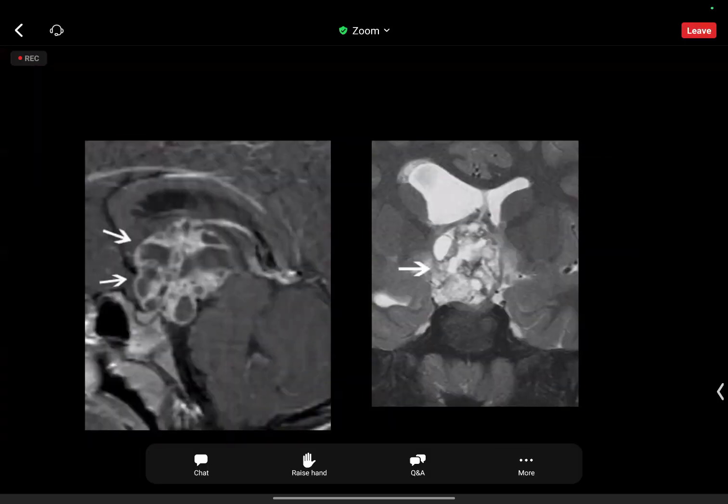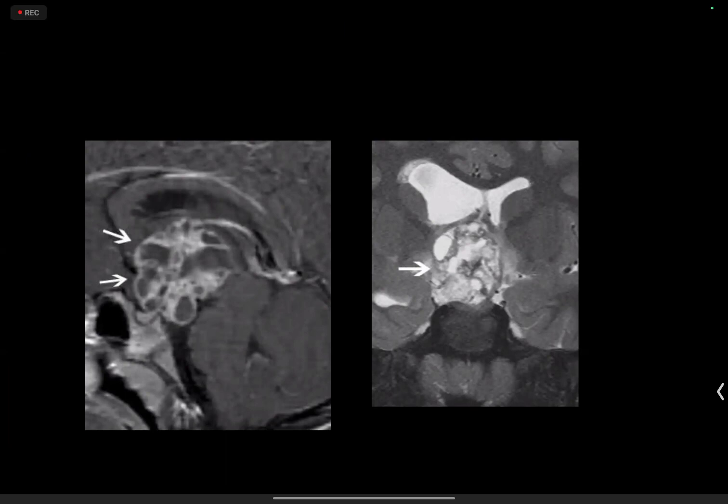So here is another patient. This is a child. Craniopharyngiomas can occur in the pediatric population or in the elderly population. So here is another patient with a suprasellar multicystic lesion. Please describe it.